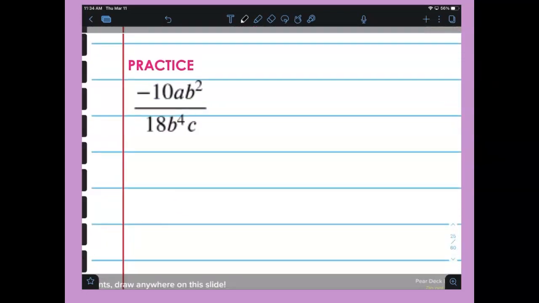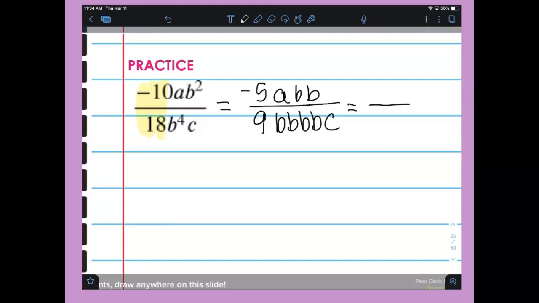Okay, here's another one to try. Again, we're going to simplify the fraction first. That simplifies to negative 5 over 9 when I divide them both by 2. I have 1 a and 2 b's on top, and 4 b's and 1 c on the bottom. When I go to simplify, there are no a's that cancel out, so they don't turn to 1. We have 2 b's in the top and 4 b's in the bottom. In the numerator we have negative 5a, and in the denominator we have 9 times b times b, which is b squared, and then c. That's the answer for that one.